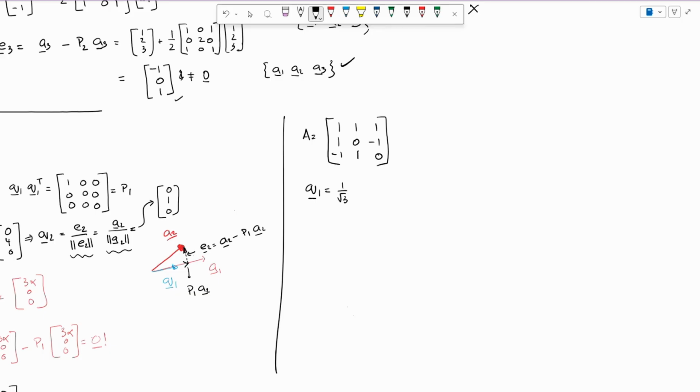Yeah, this is easy. 1, 1, minus 1. So let's compute P1, which will be Q1 Q1 transpose. There is a 1 by root 3, so there'll be a 1 by 3, this I know. What will be the matrix?